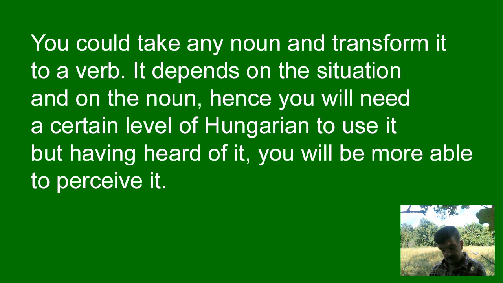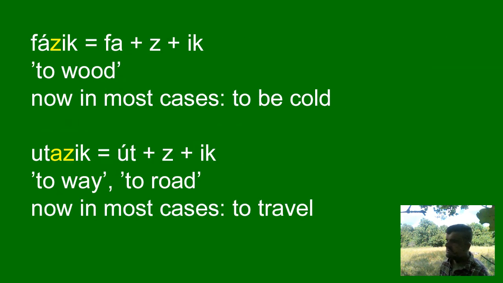Number one. These are here again, two verbs, fázik and utazik. These verbs are zik. It's derived from fa and ut. It could theoretically be anything related to way, street, and wood, respectively, or timber. But here in this case, the meaning has become so solid that utazik can still be something else, but fázik is to be cold. To be cold.